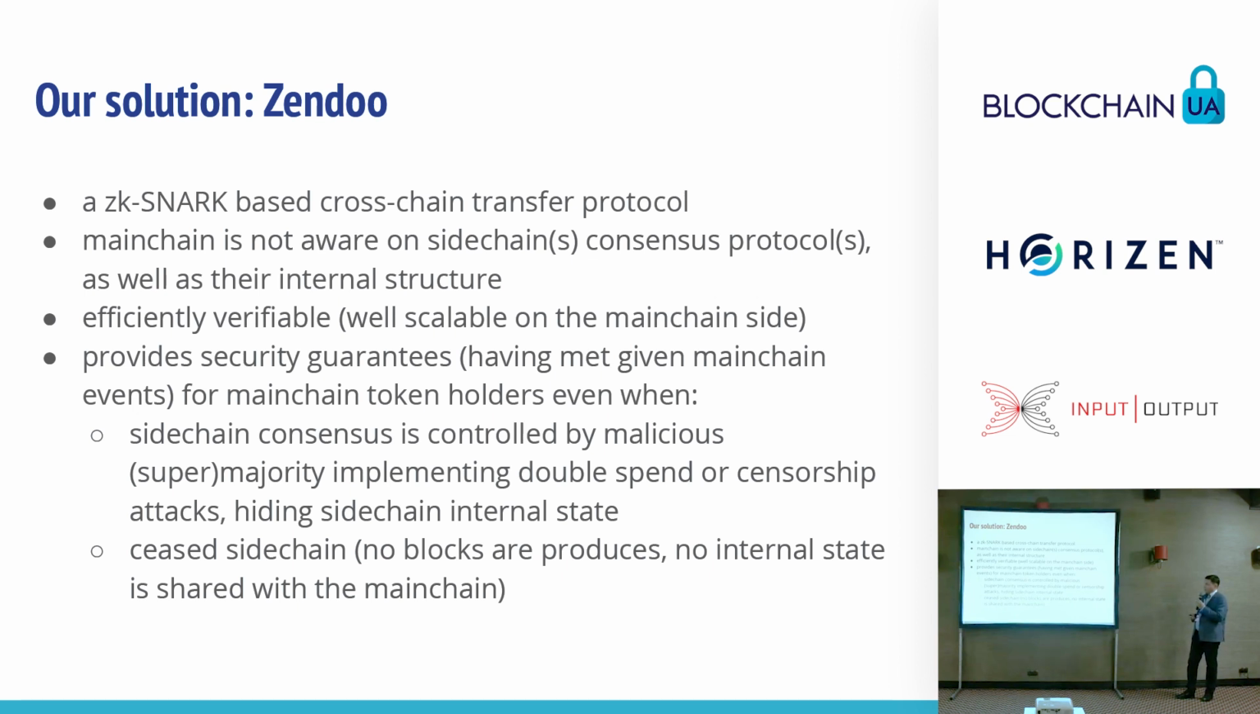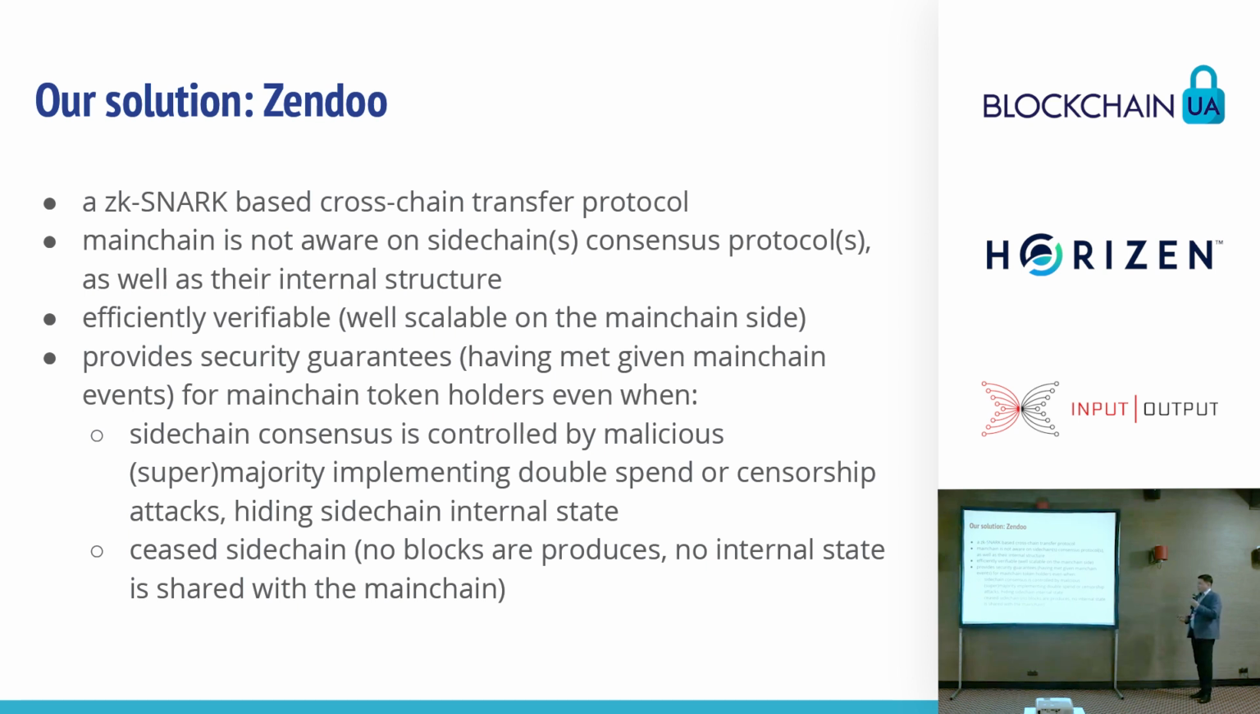So we have the mainchain. A sidechain can run some BFT protocol, a proof of stake protocol, or another proof of work protocol. It does not matter for the mainchain. The mainchain provides security guarantees for coins that were transferred from the mainchain to such sidechains. So the solution and security are efficiently verifiable. We have good enough scalability. According to current benchmarks, which are not full yet but are done by the Horizen team, there can be support from tens to hundreds of independent sidechains.